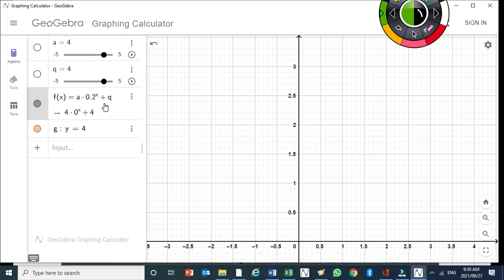Right. What you can do, if you find some time, just download the graphing calculator from GeoGebra and then you can play around with it. Okay, just bear with me. I need to change my equation.